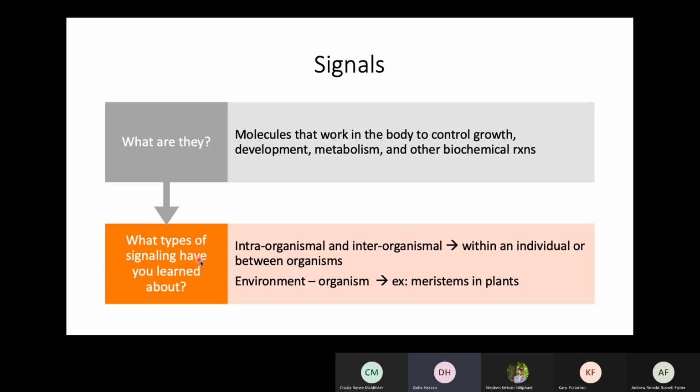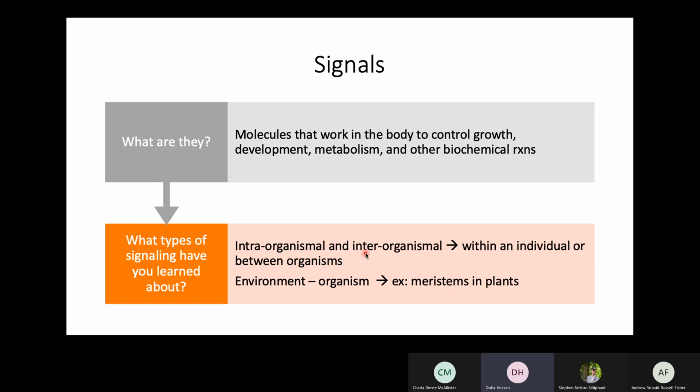So basically, what types of signals have you learned about already in lecture? So you've learned about intra-organismal and inter-organismal signals. So intra, whenever you see that prefix, it means within. So this is talking about signaling within an individual, so maybe from one part of the body to another part of the body.